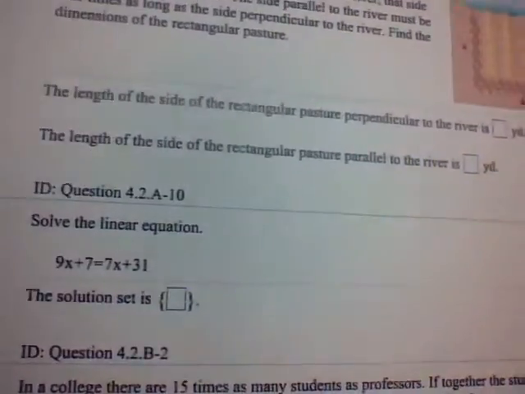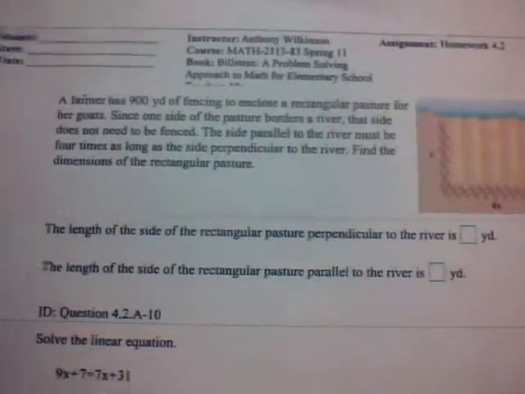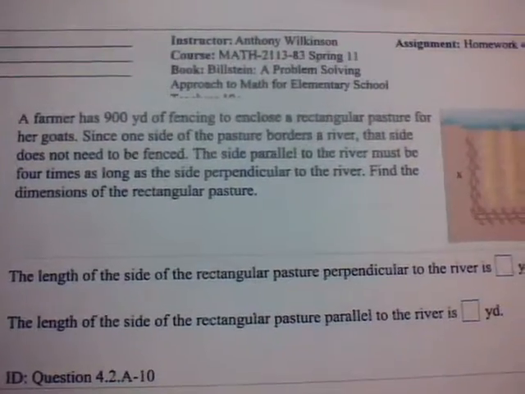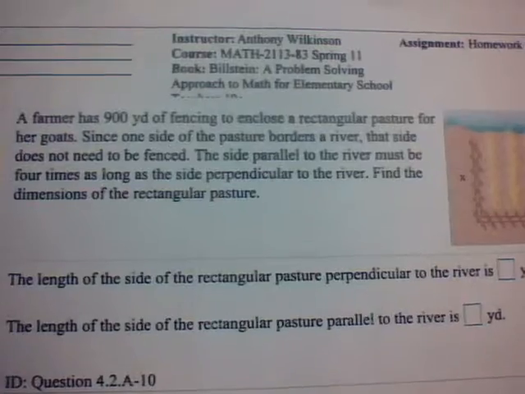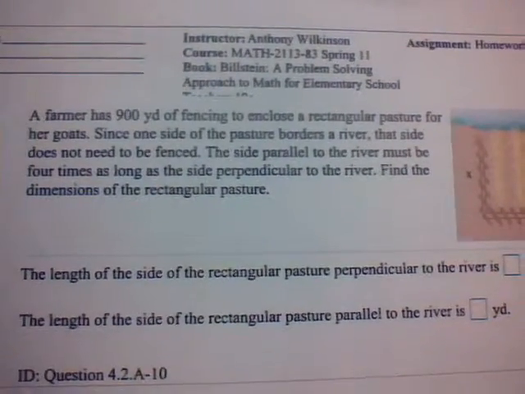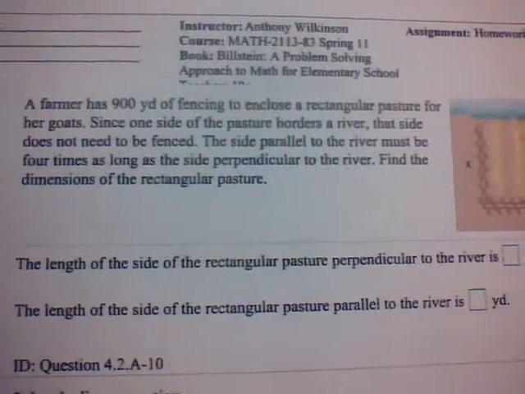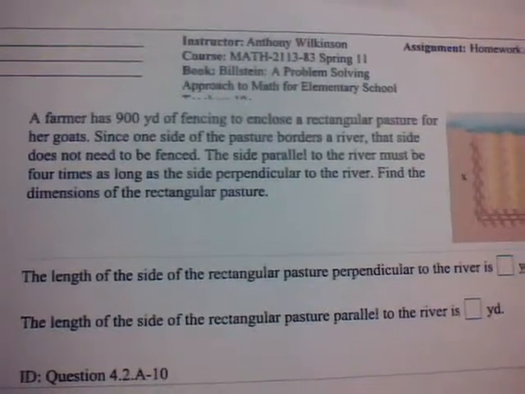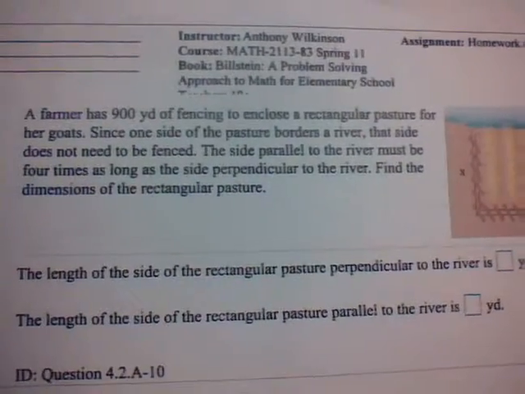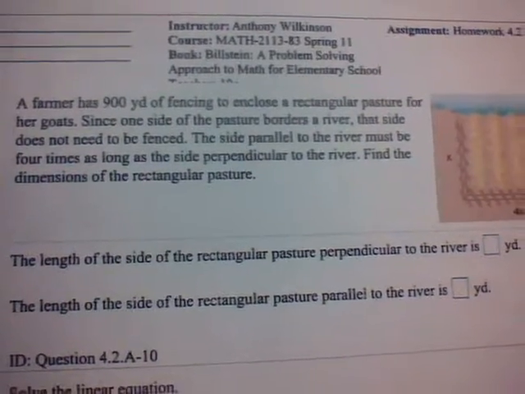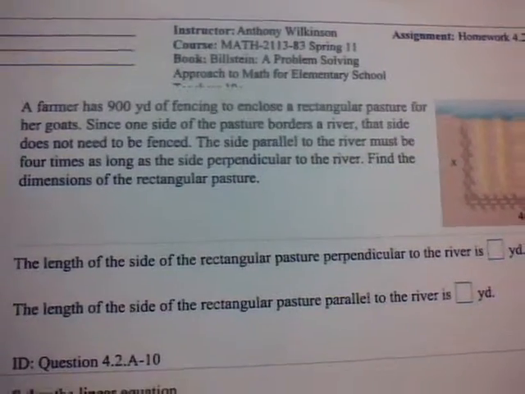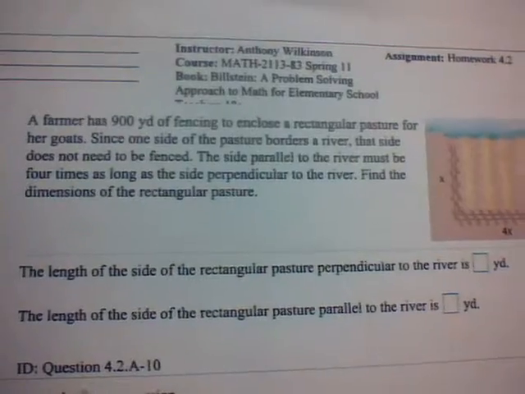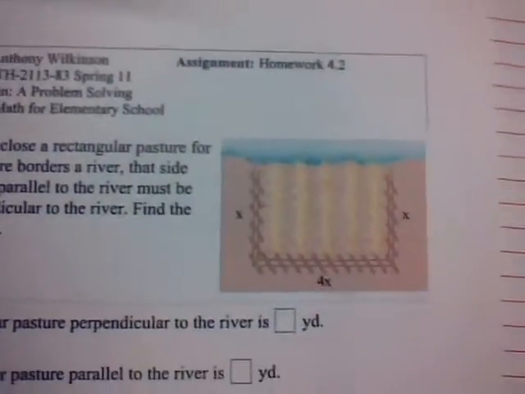All right, here's another word problem, problem number 3. Let's say a farmer has 900 yards of fencing to enclose a rectangular pasture for her goats. Since one side of the pasture borders a river, that side does not need to be fenced. The side parallel to the river must be 4 times as long as the side perpendicular to the river. Find the dimensions of that rectangular pasture. And here is what that figure looks like.